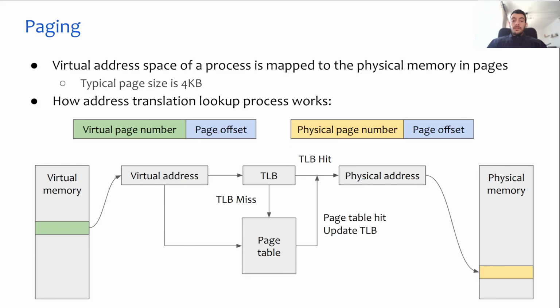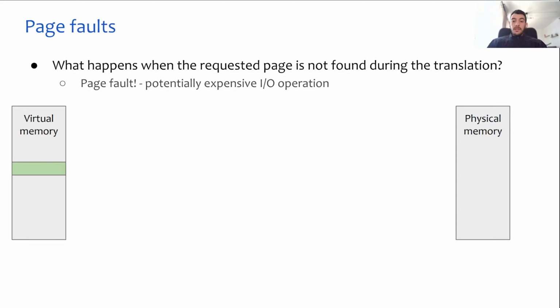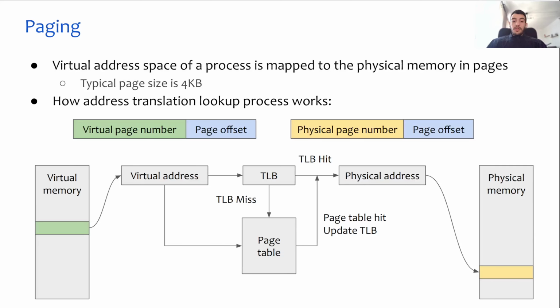Let's assume for now that the translation is found in the page table, and since we have a page table hit, the TLB is updated with the correct translation and the operation is repeated, which means that the second time the operation is done, we have a TLB hit which leads us to the correct virtual to physical address translation in the end. Note that this operation is quite costly, and therefore we try to avoid it as much as possible in our applications.